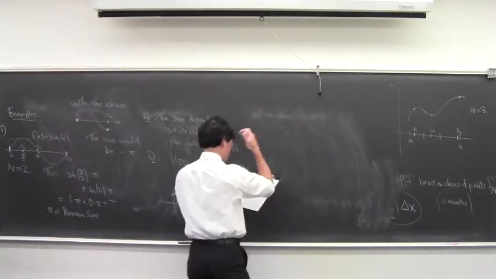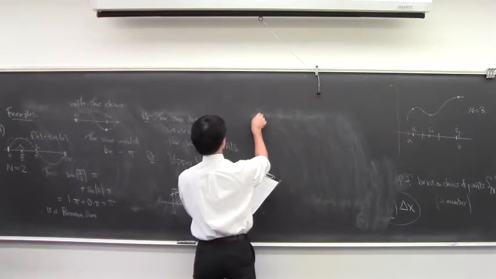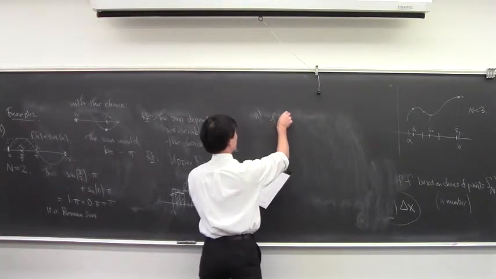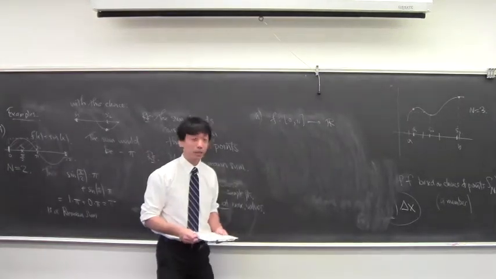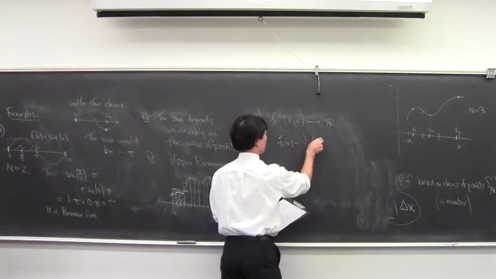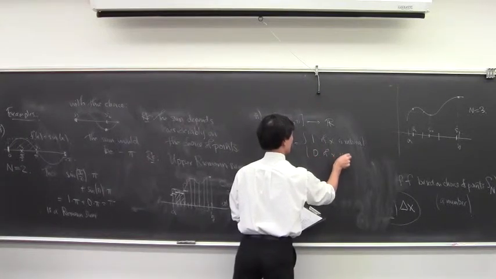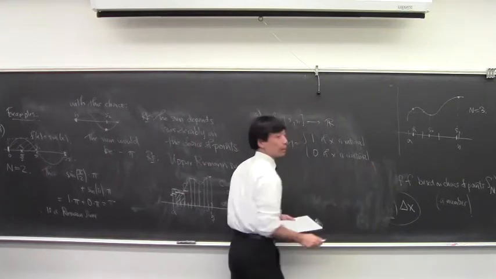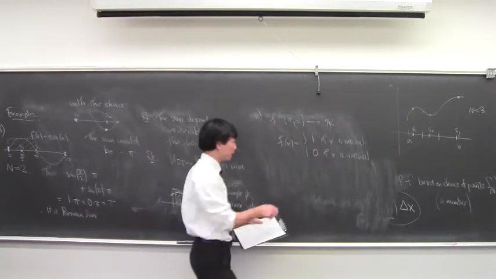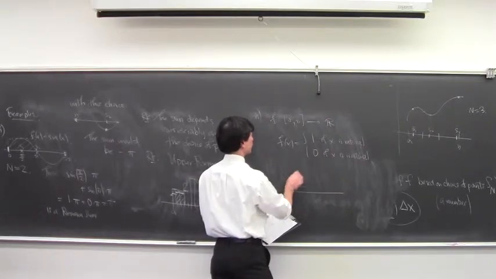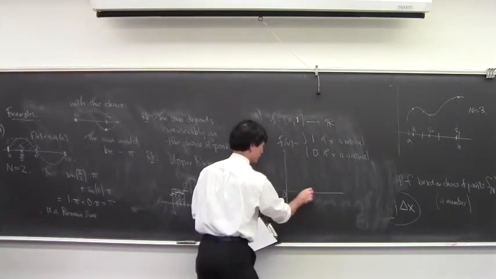Okay, so one last crazy example, and then we'll give the definition. So example two. Here we have a function on 0 to pi, and this function is going to be like this: f of x is 1 if x is rational, and it's 0 if x is irrational. Actually, let me make this 0 to 1, just to make it a little cleaner. So here's the interval 0 to 1.